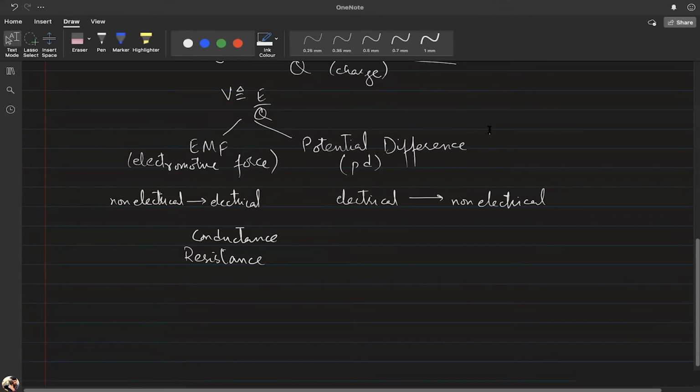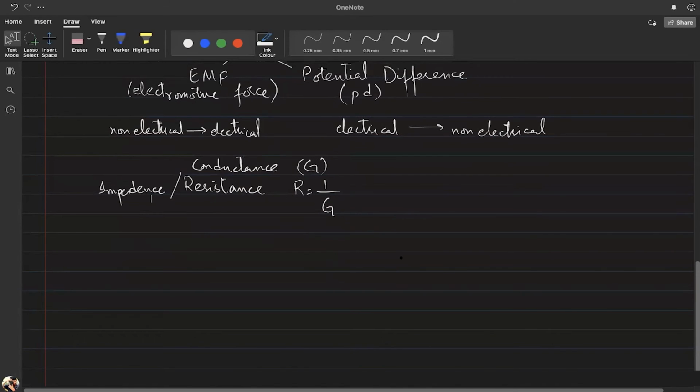If you understand conductance, just remember that conductance, if we call it G, is named after, I think, a scientist. Okay, I'm not sure. It's been a long time. I remember this: resistance would be the reciprocal of this, so it will be 1 over G. So that is what resistance is.